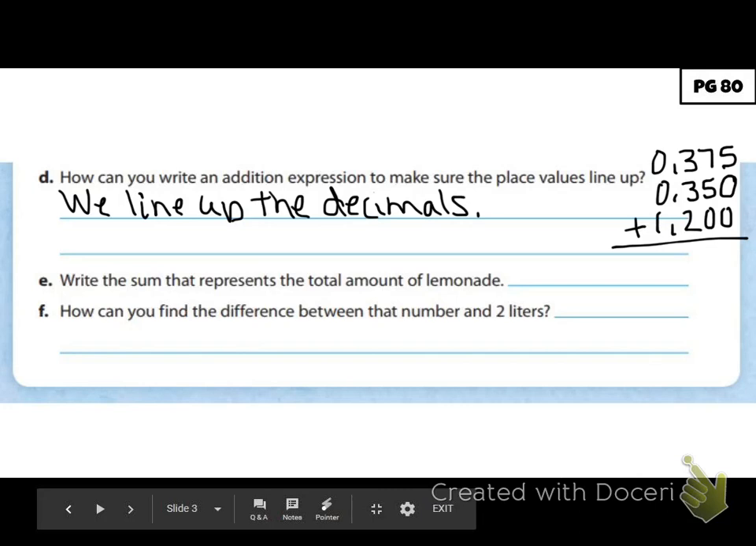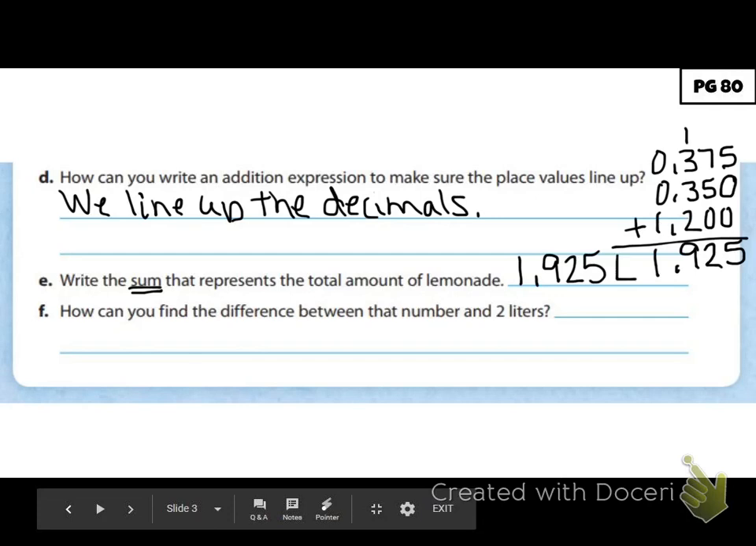So the next question says, write the sum that represents the total amount of lemonade. Remember, sum means the answer to an addition problem. So basically we're going to add these up. 5 plus 0 is 5. 7 plus 5 plus 0 is 12, so I carry my 1. 3 plus 3 is 6, plus 2 is 8, plus 1 is 9. My decimal point comes straight down. And then 0 plus 0 plus 1 is 1. So the sum that represents the total of lemonade would be 1 and 925 thousandths liters.